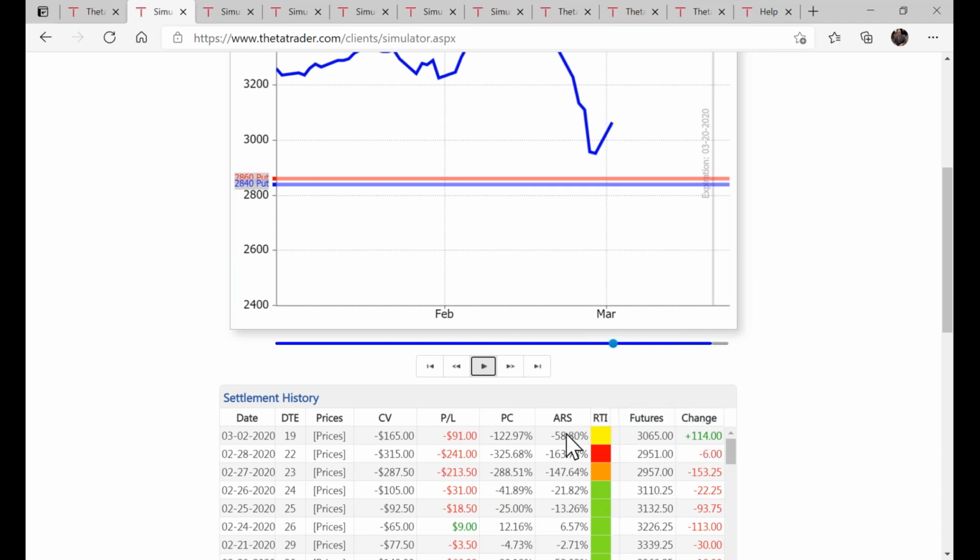Once again, if it turns red, get out, and this can be automated so you don't have to watch it. ThetaTrader will monitor and track that trade for you. But on the 28th, this turned into a losing trade.